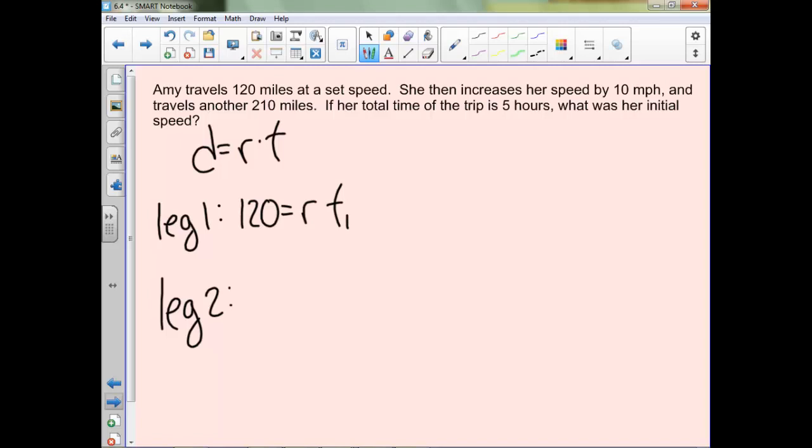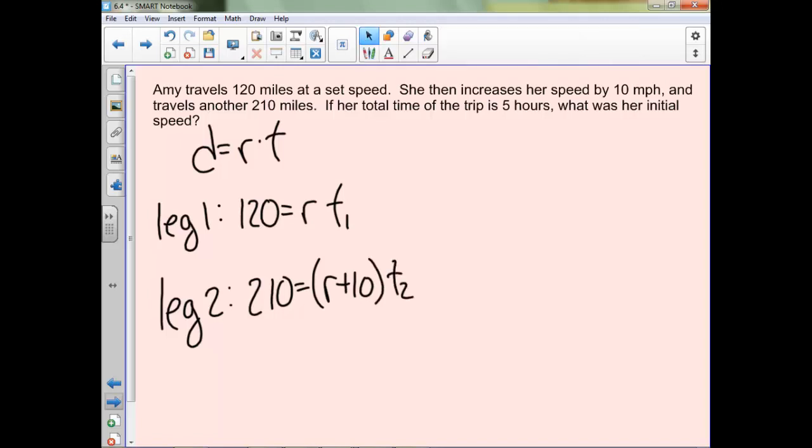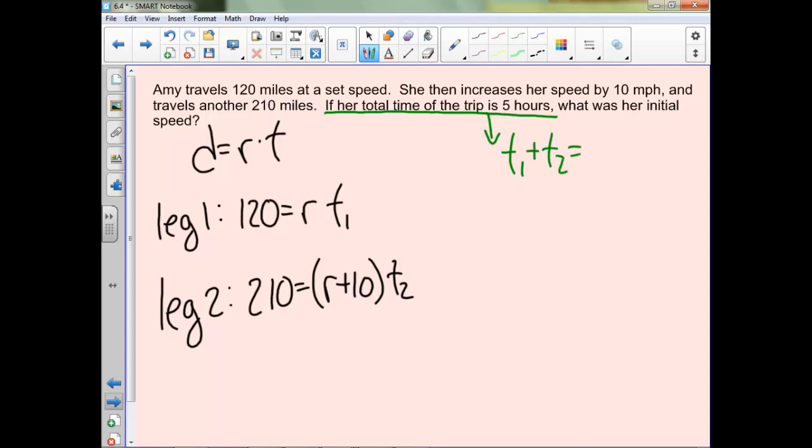So time 1, subscript 1, is the first time. For the second half of this, we know she goes 210 miles. Her rate is increased by 10 miles an hour, so it's the same rate before plus 10 for however long the second part of this trip is. However, we are told that her total time is 5 hours. So what this means is our time 1 plus our time 2 is 5.